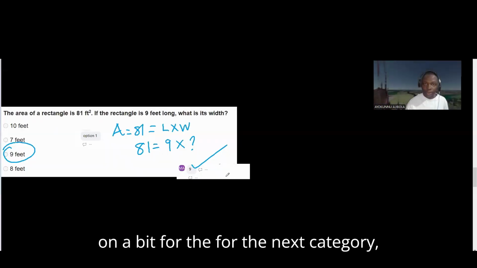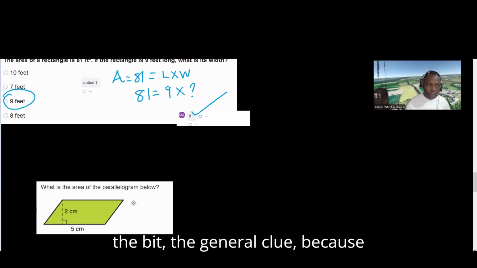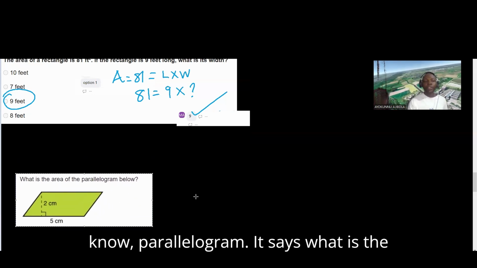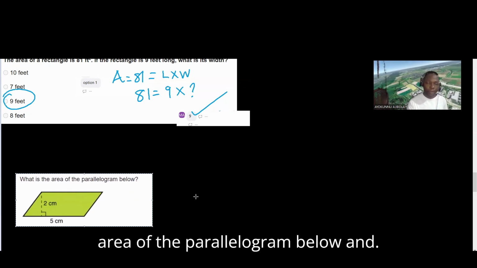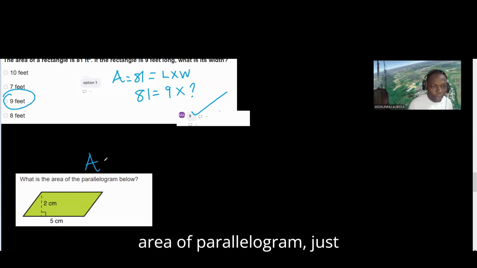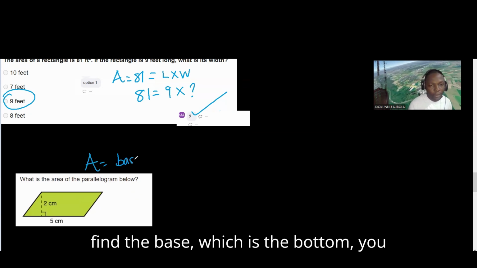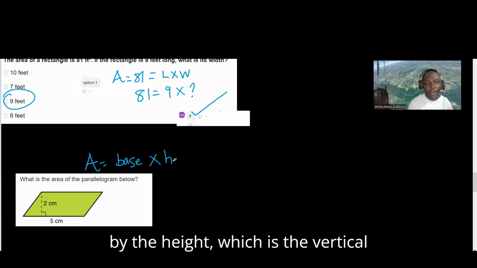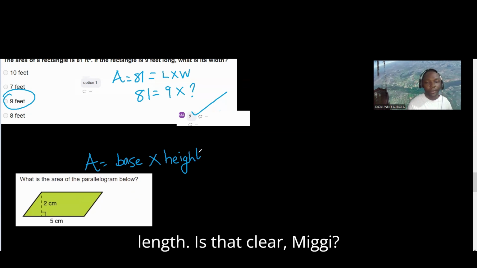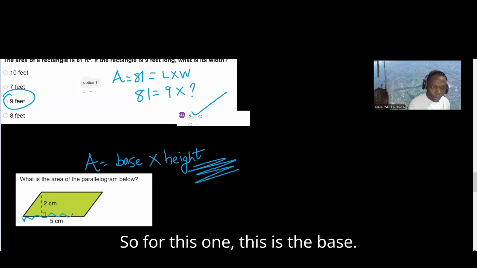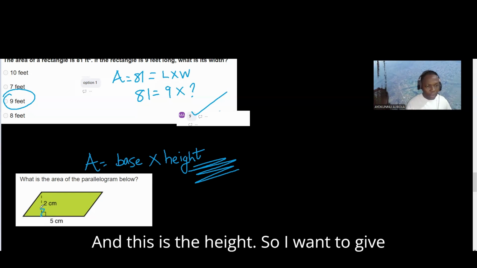For the next category, Miggy, I'll give you the general clue, because this is a parallelogram. It says, what is the area of the parallelogram below, and that's so simple. To find the area of a parallelogram, just find the base, which is the bottom length, then multiply by the height, which is the vertical length. Is that clear, Miggy? So for this one, this is the base, and this is the height.